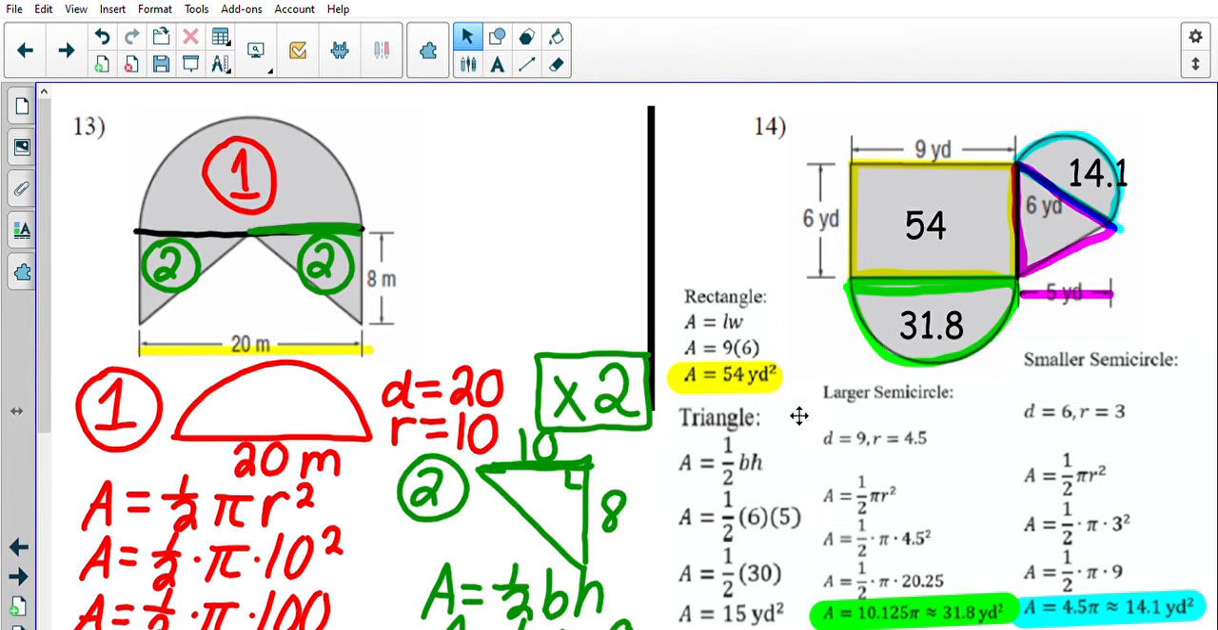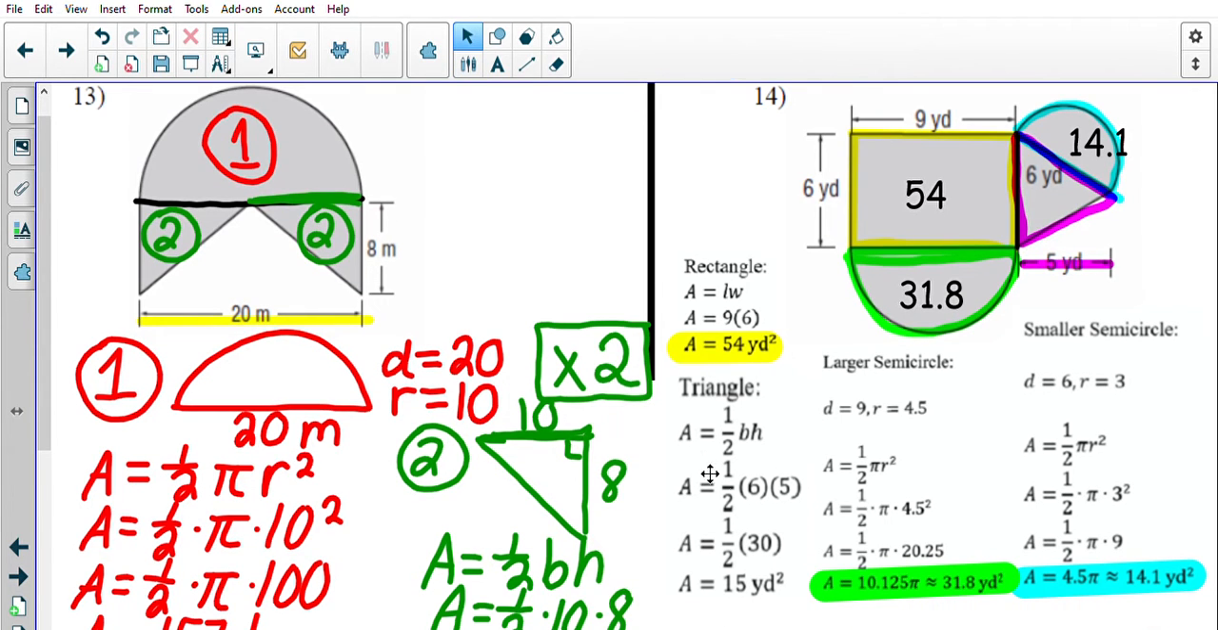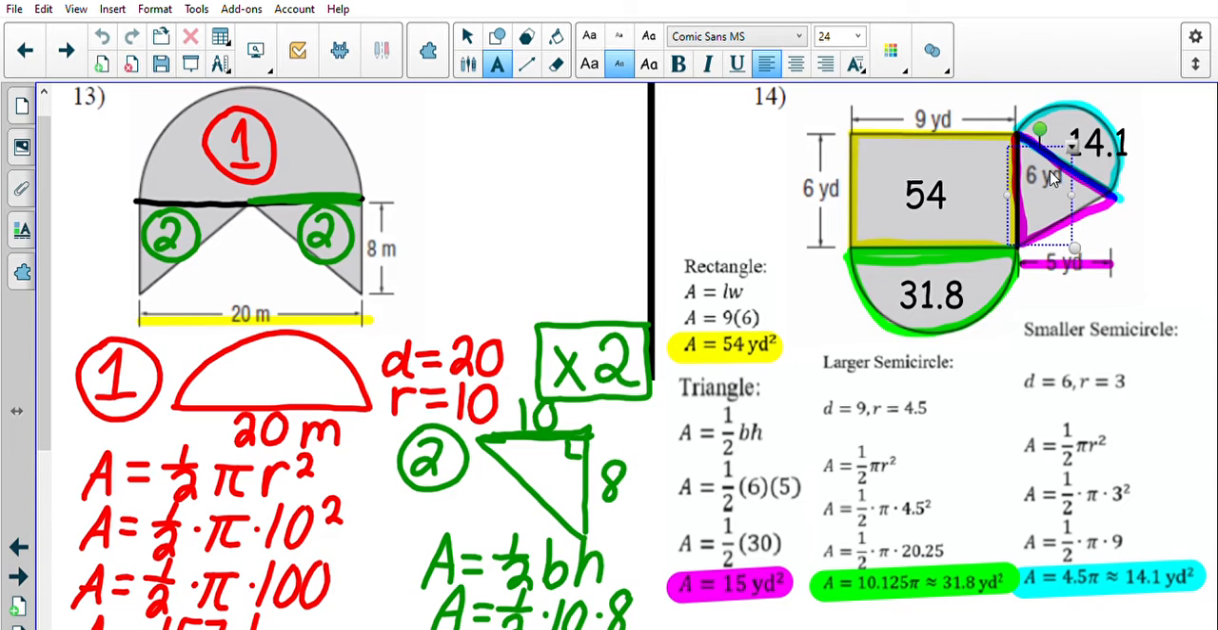So the area of a triangle is half times base times height. That's right down here. That's half times 6 times 5, or half of 30, which is 15 yards squared. So again, this is for our triangle. I'll go ahead and type that in. So this is an area of 15.